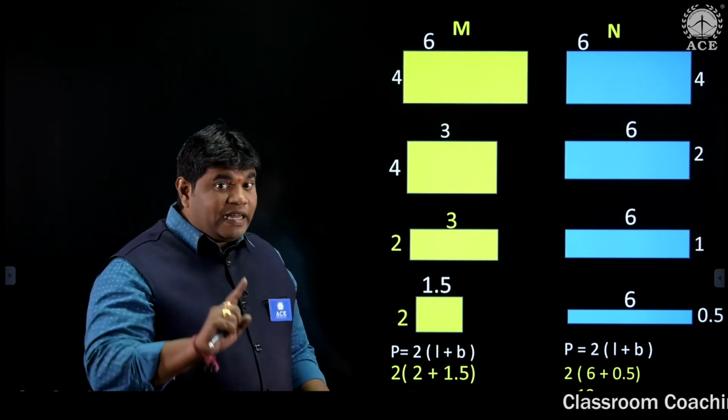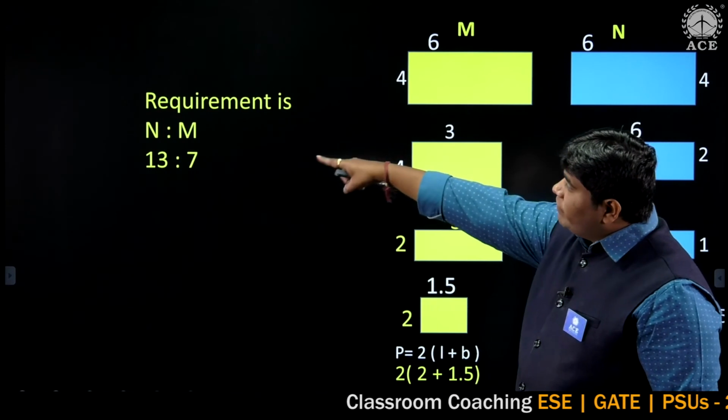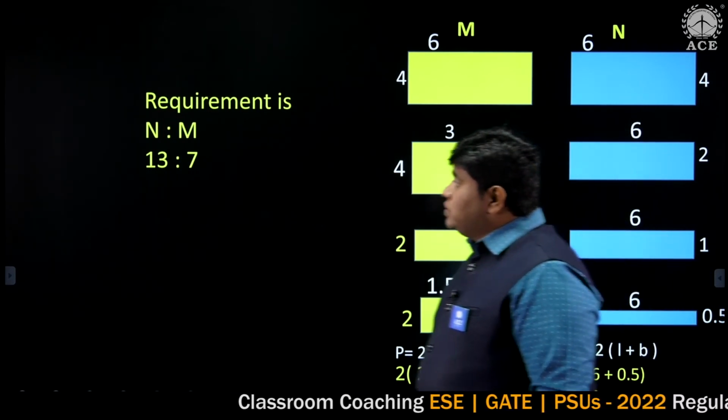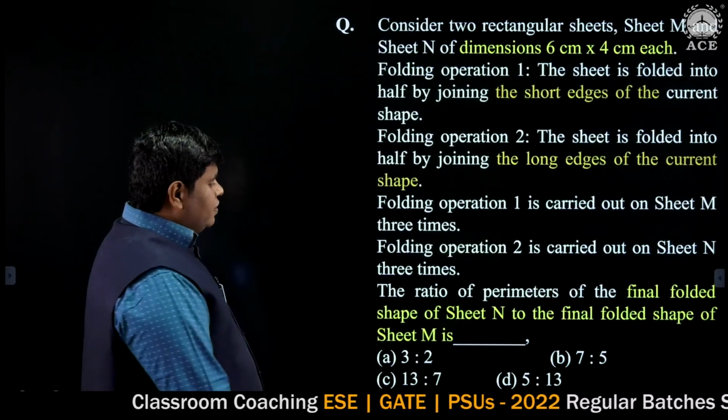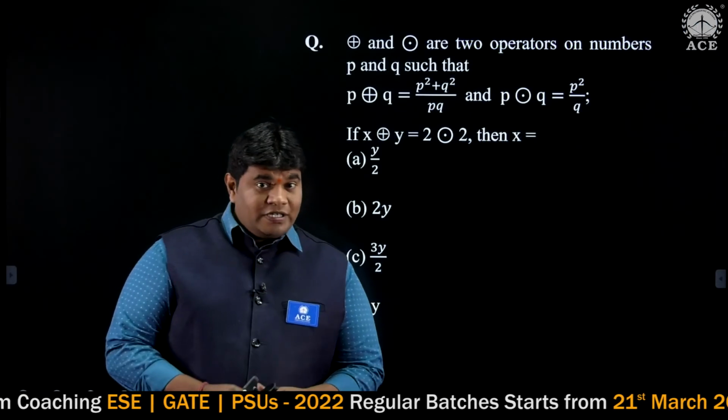What is the requirement? N is to M. So 13 is to 7 is the answer. Okay, students, next one.